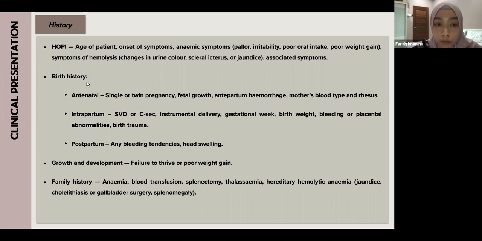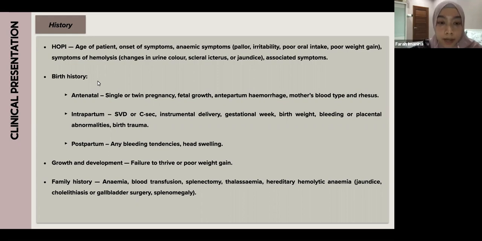Okay, so for the birth history, very important. So antenatally, we can ask, is it a single or twin pregnancy? How is the fetal growth during the pregnancy? And history of antepartum hemorrhage, for example, PV bleeding, and of course, mother's blood type and rhesus status.